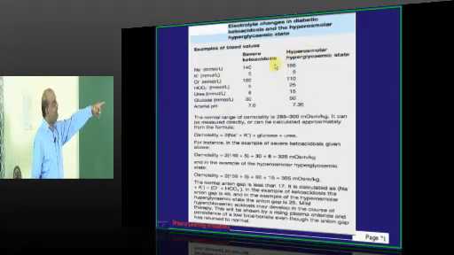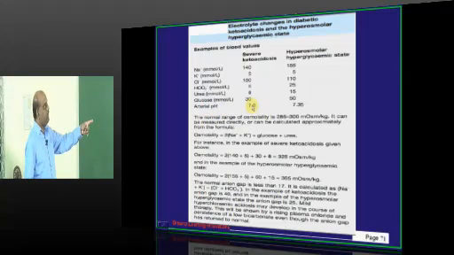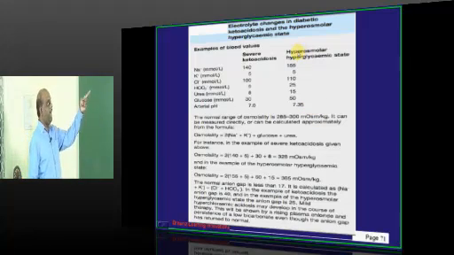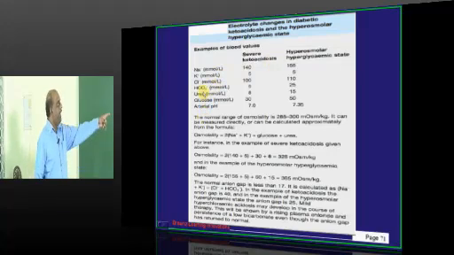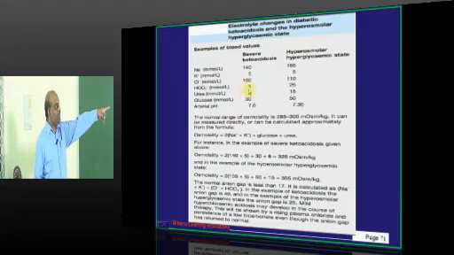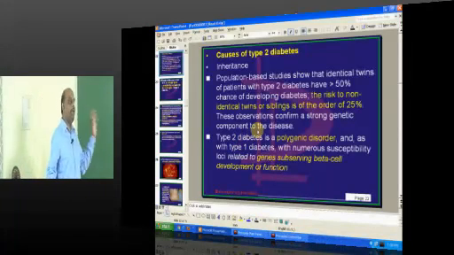Sodium will be almost 155, and if you look at the glucose levels, it is 30 millimoles per liter in DKA patients, and nearly 50 millimoles per liter in hyperosmolar hyperglycemic state. Very, very high. And the bicarbonate is well preserved in hyperosmolar state, but exhausted and low in diabetic ketoacidosis. So these are the fundamental differences which you need to appreciate.